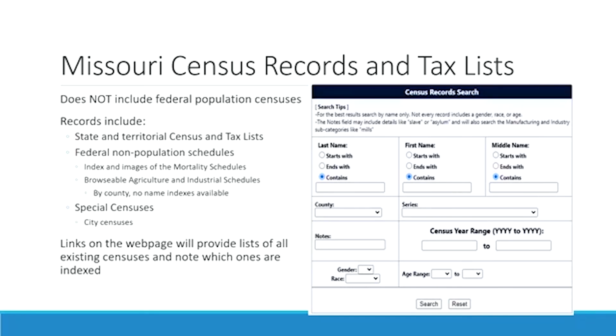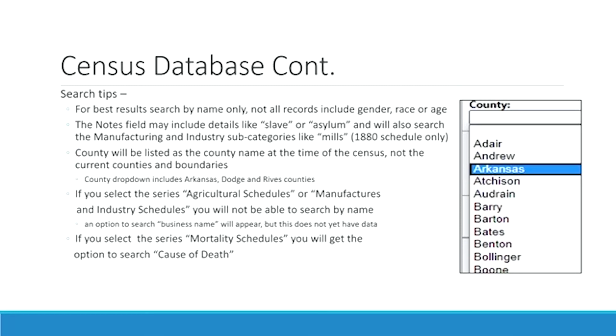You can also search by county. Series is going to be state census, territorial census, federal census, special census, but you can narrow it down depending on what you're looking for. Notes, a census year range, gender, race, or age. For best results, you do want to search by name only, at least to begin with, as not all records include gender, race, or age. Tax lists, in particular, will never include that information, as their goal is to collect money, and so are really just recording the name. But depending on the time period, it may or may not have any of that other information. The notes field can be handy because it may include details like slave or asylum.